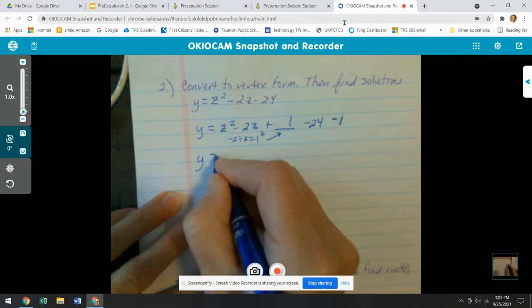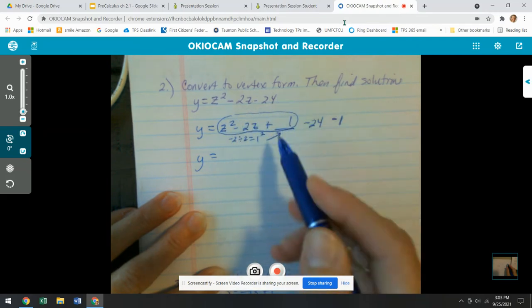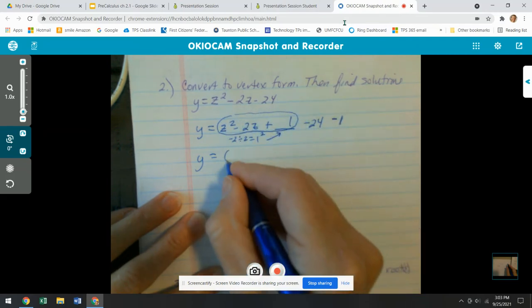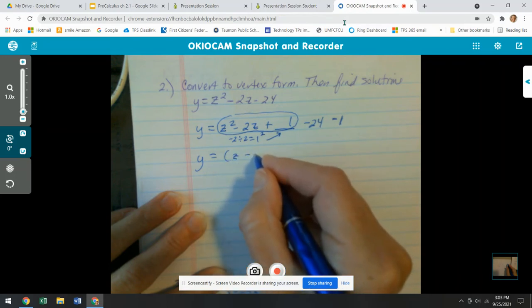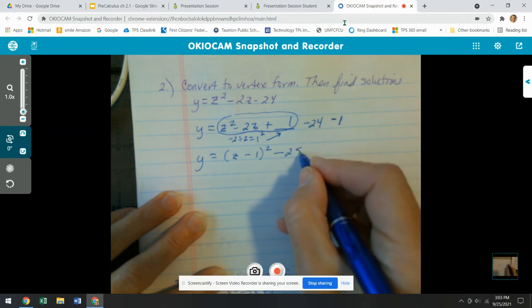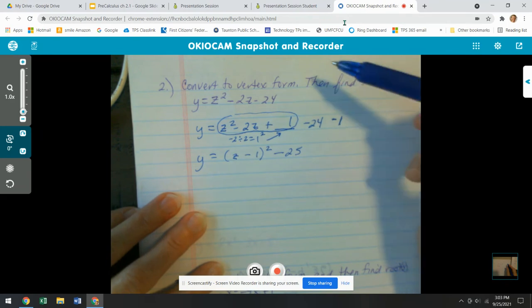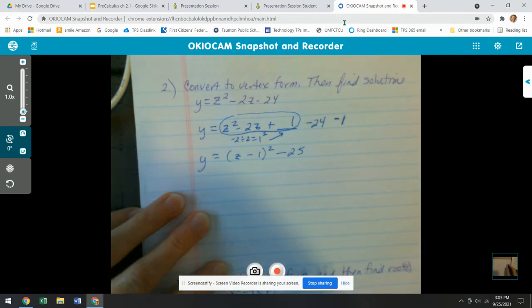So when I go to clean it up, I'm going to factor this. And again, that magic number of 1 allows us to factor it as z minus 1 squared, and that's what we want, minus 25. So right here, I've converted this to vertex form. I could stop if that was all the directions said to do.